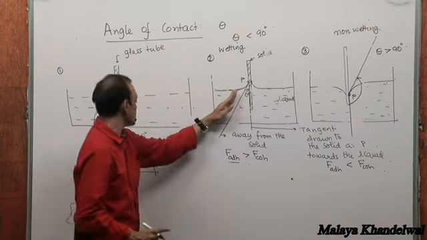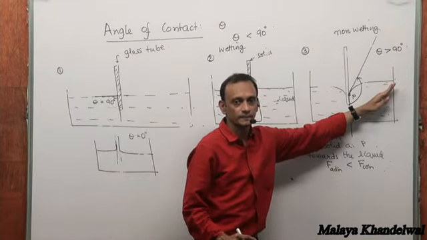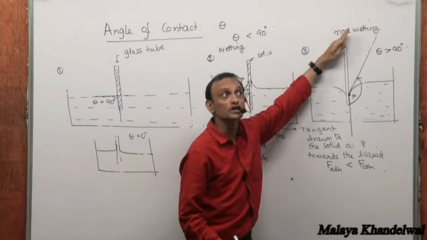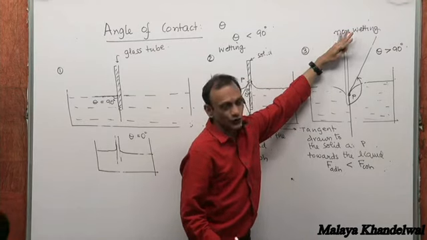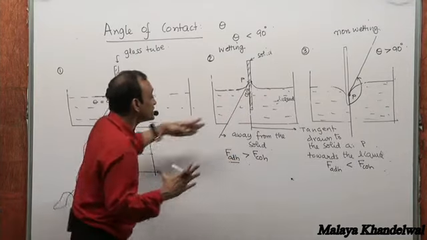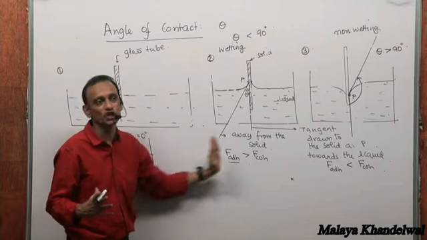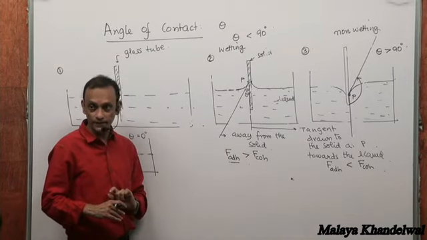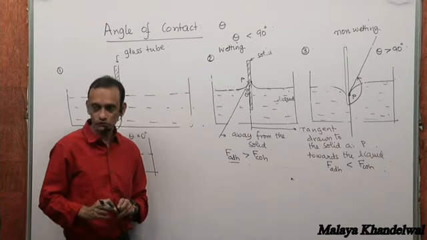This is theta less than 90 degrees. This is theta greater than 90 degrees. This is a case where the angle of contact is obtuse. This happens when adhesion is less than cohesion. Cohesive forces prevail compared to adhesive. In this case, adhesion is stronger than cohesion. Right? Do you realize that?